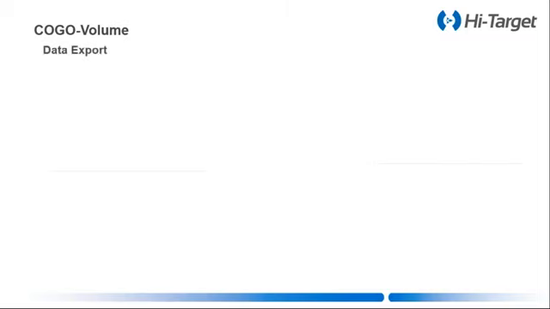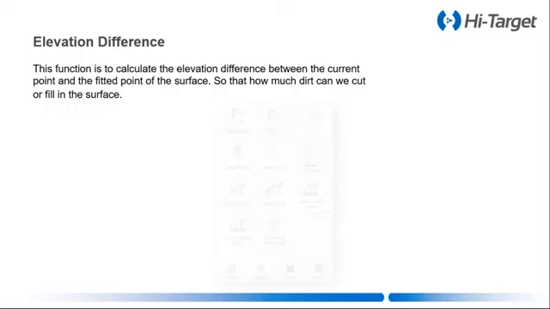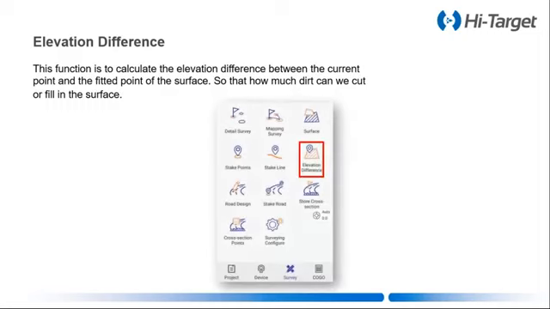If we need to share the volume result, just click the export icon to export the report. We can see the red box in the first picture. This is the export icon. Okay, we already know how to use the volume features. Then there's the next feature we need to know.